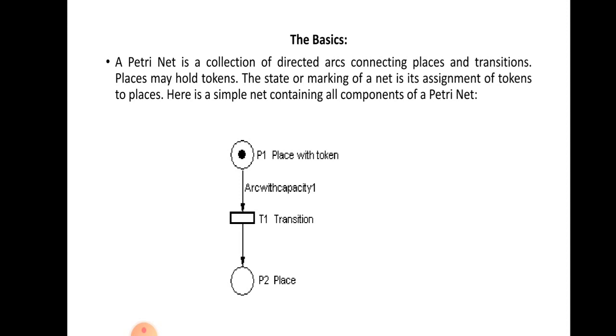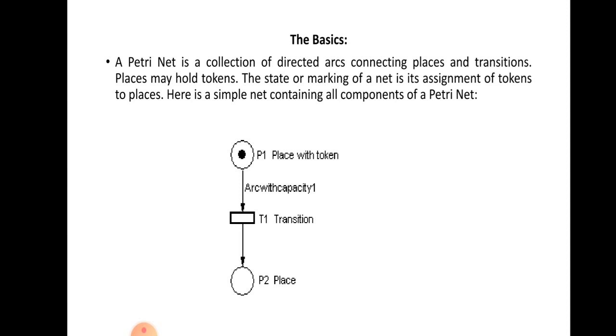In Petri nets there are two concepts: places and transitions. Places may hold tokens. A token is nothing but an identifier. And a transition takes place, a state transition from one place to another place.